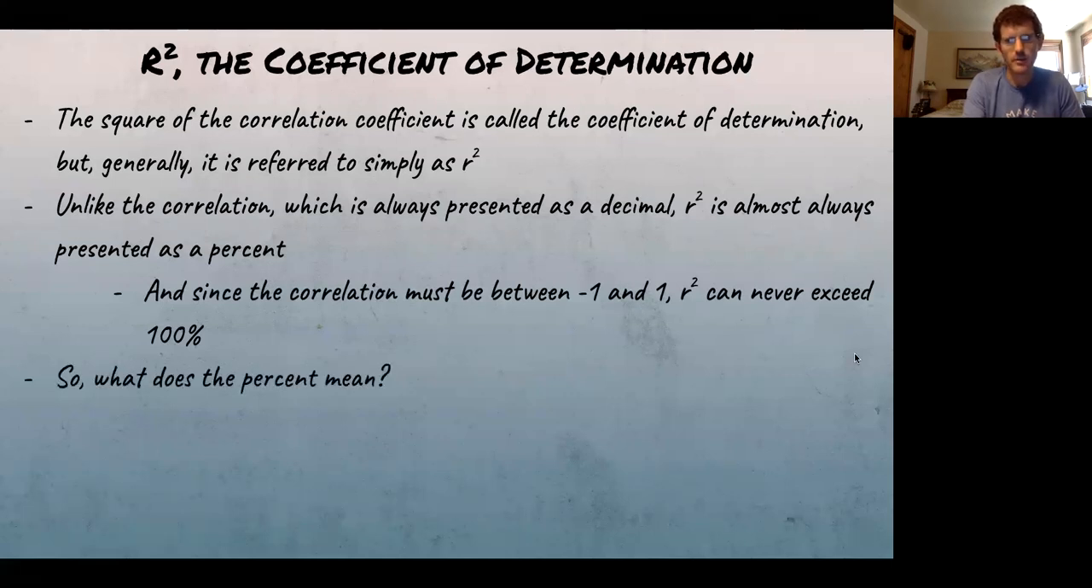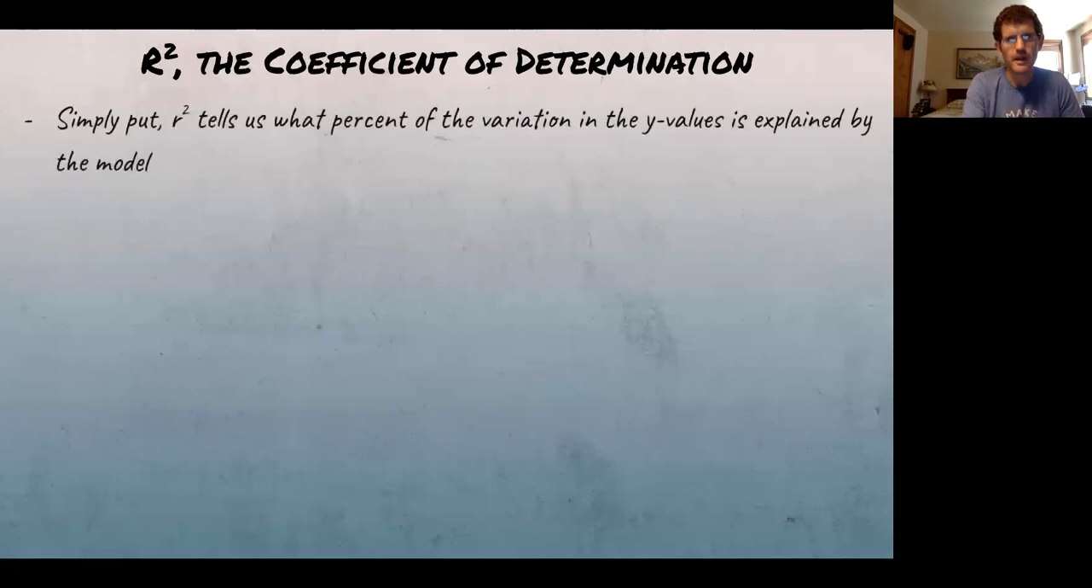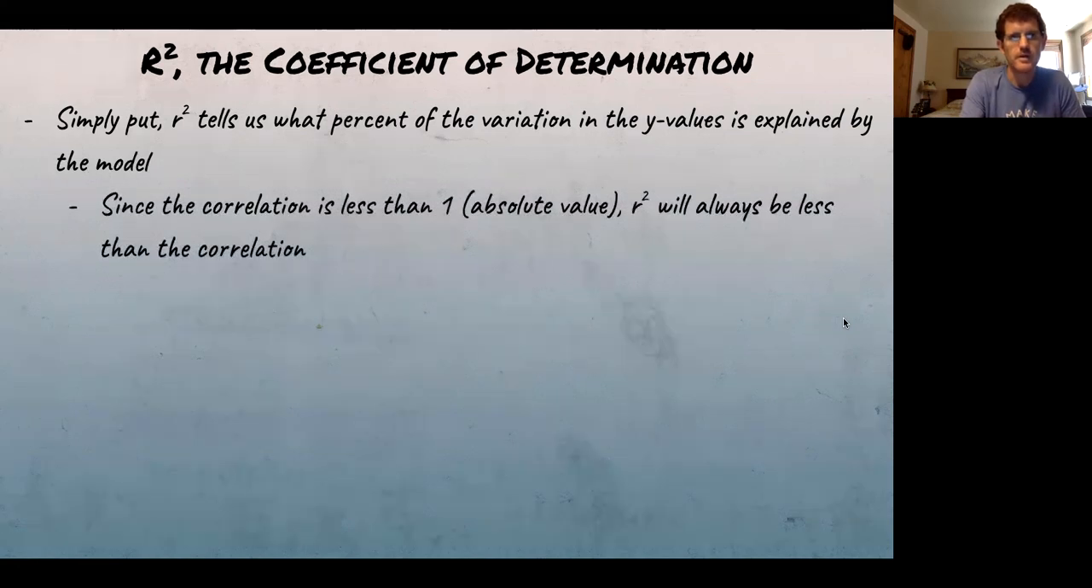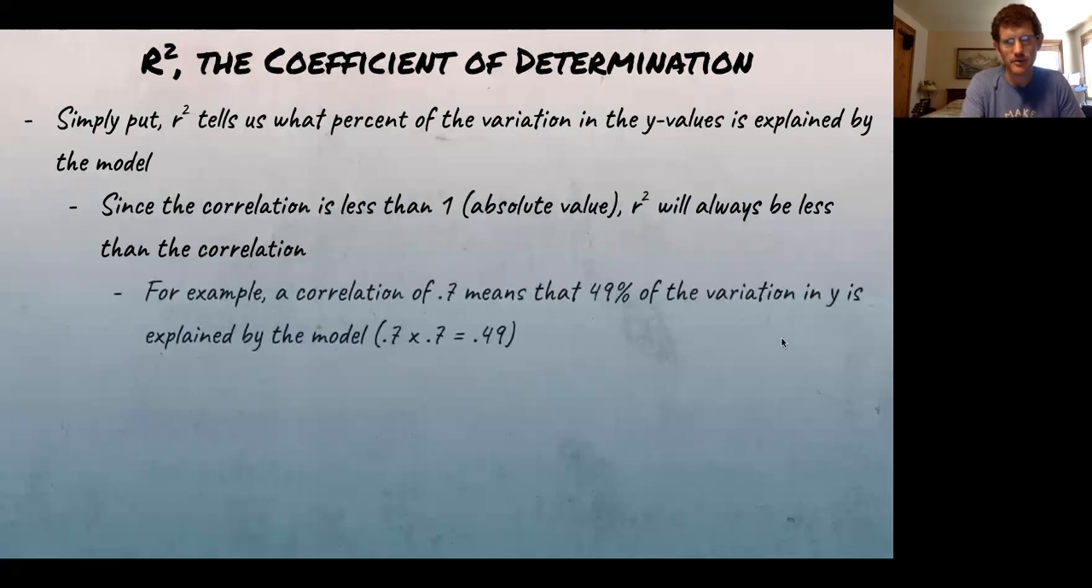And so let's talk about, what does this percent mean? Basically, R squared tells us what percent of the variation in the Y values is explained by the model. We'll get into that a little more. Since the correlation is less than 1, R squared will always be less than the correlation. Here's an example to make sure that's really clear. If you had a correlation of 0.7, that means 49% of the variation in Y is explained by the model, because 0.7 squared is 0.49. So your R squared is always going to be less than your correlation.